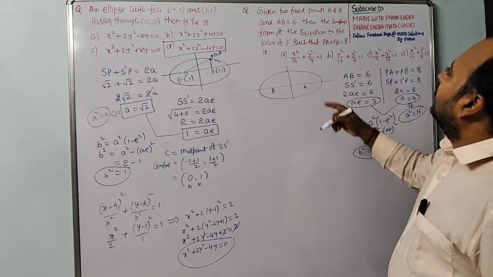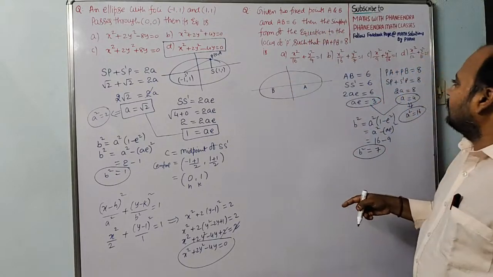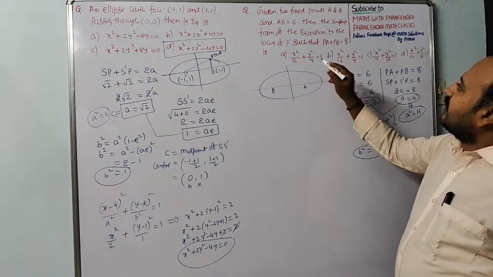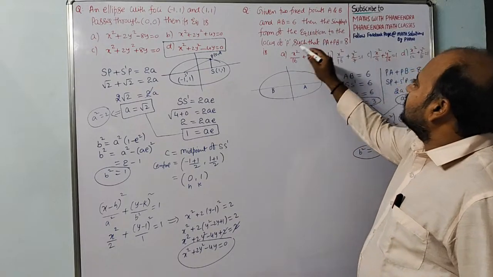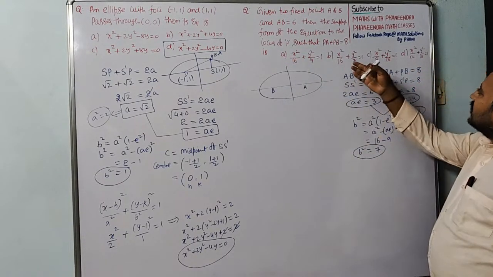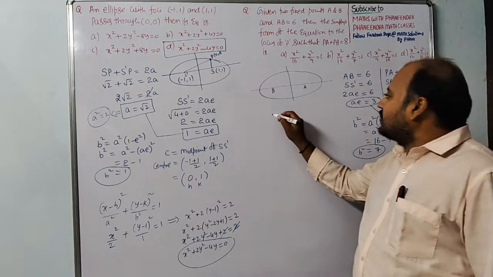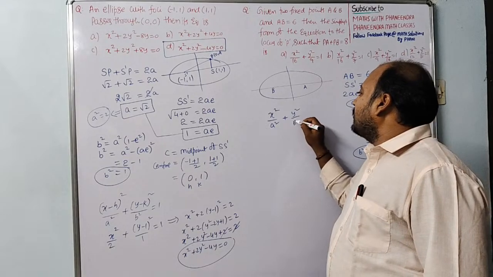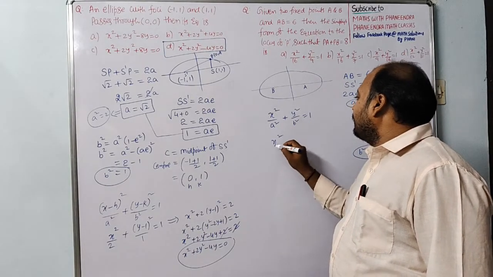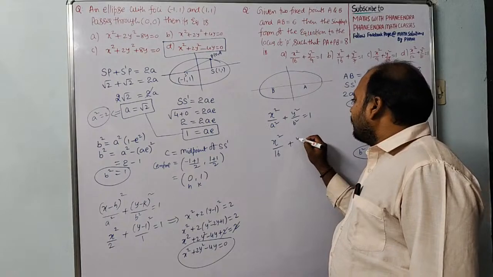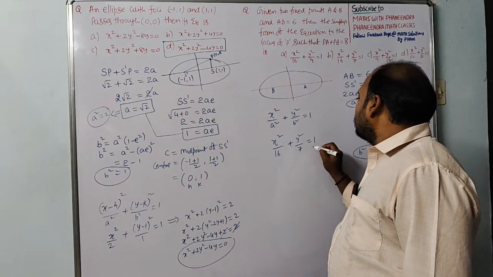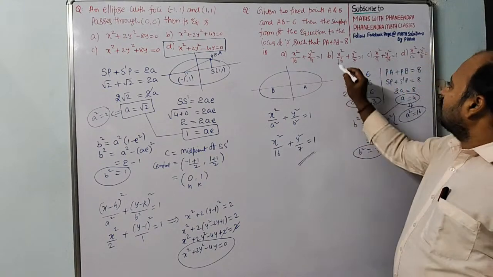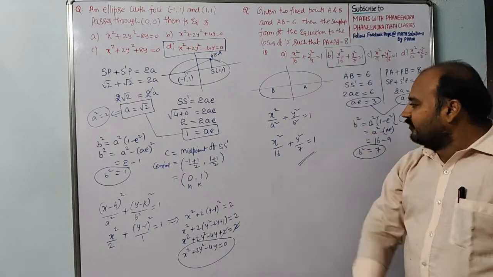And they are asking for the standard form of equation of the locus of P. Even in the options, if we observe, the required equation of ellipse is x square by a square plus y square by b square equal to 1. X square by 16 plus y square by 7 equal to 1, which is the required equation. It is there in the second option.